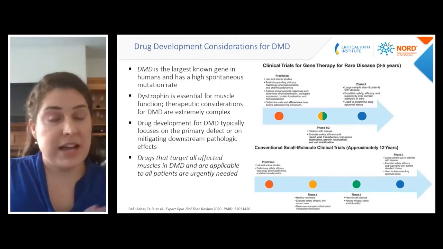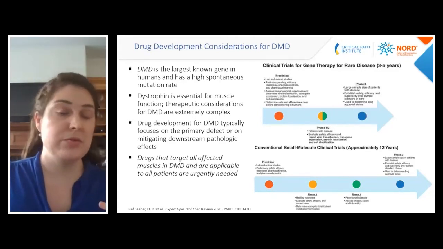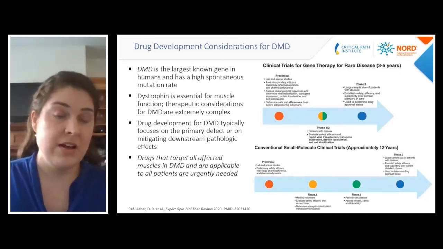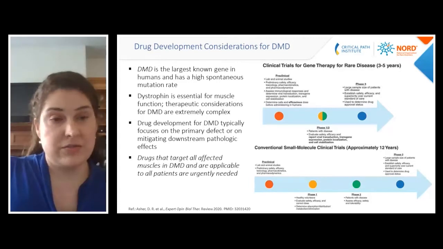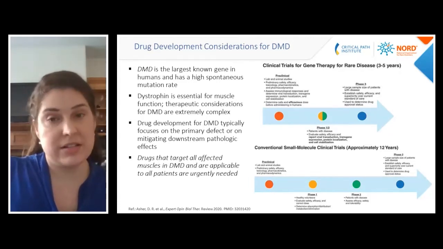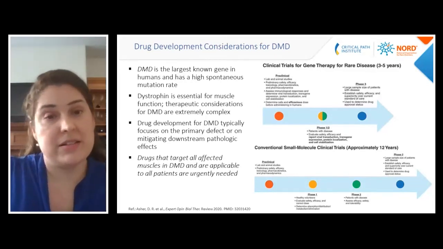But there are a lot of technical challenges because muscle is a very large organ. You need to be able to target it throughout the body, since the previous slide illustrated that the defects in dystrophin are in all muscles, in cardiac, diaphragm, skeletal muscle, etc. So there are a lot of challenges to the drug development landscape.